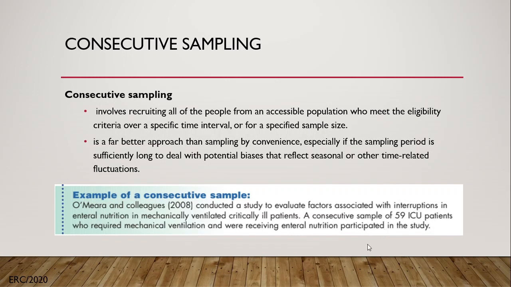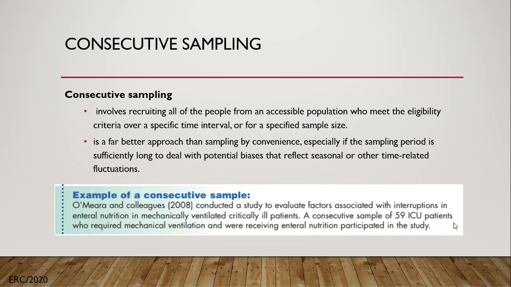Ano? So, nag-set ka ng number of population lang. It can be 250 lang na pasyente na na-admit sa ICU, if 250 were the targeted sample size, kung yun yung targeted na sample size mo. Okay? Consecutive sampling is a far better approach than sampling by convenience, especially if the sampling period is sufficiently long to deal with the potential biases that reflect seasonal and other time-related fluctuations.